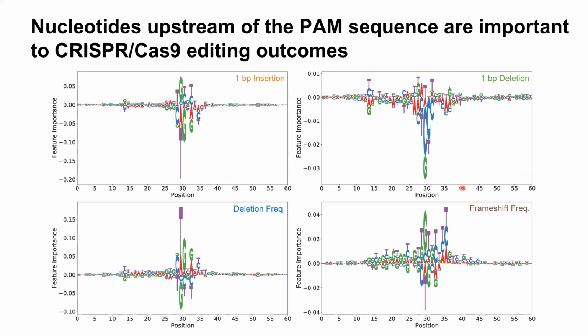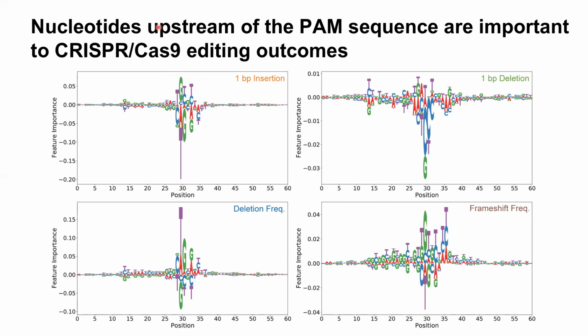So importance values are assigned to every nucleotide on the input sequence, and essentially the larger the letter, the more important the nucleotide position. So for instance, this nucleotide is really important because these letters are very large. So consistent with prior reports, we found that the positions of nucleotides relative to the PAM site, which is around position 33 in these figures, were important to CRISPR-Cas9 editing outcomes.